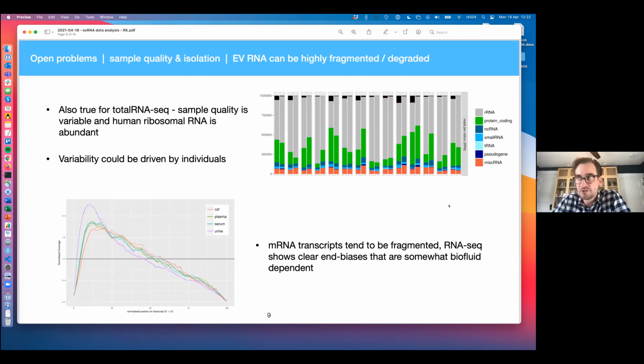So there may be some consistent inter-individual effects that are leading to these differences, like global differences in the biotypes that you're detecting in these samples. mRNA, we know, tends to be fragmented in these extracellular vesicles. I think the jury is still a little unclear on whether there's intact transcripts.